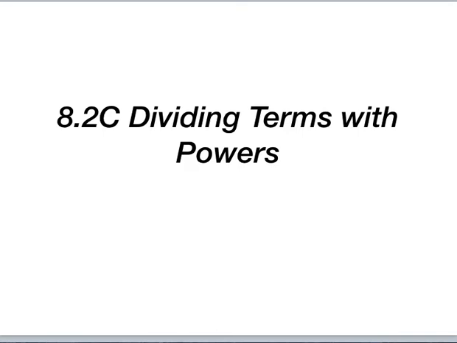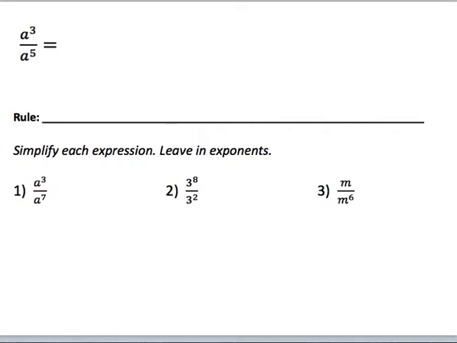Today, you'll be learning some more about dividing terms with powers. Let's take a fraction like a cubed over a to the power of 5. That really stands for 3 a's multiplied together over 5 a's multiplied together. Anything divided by itself cancels out, so you can pair up a's on opposite sides of the fraction bar that will cancel each other out.